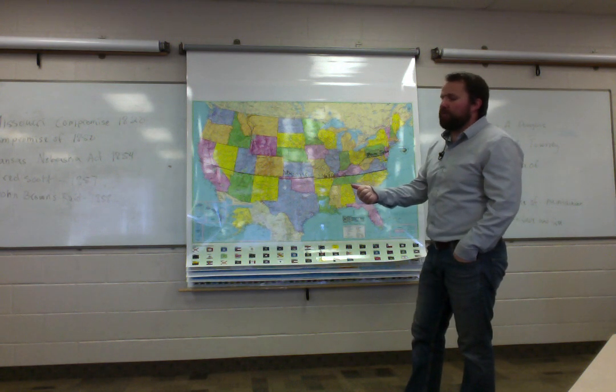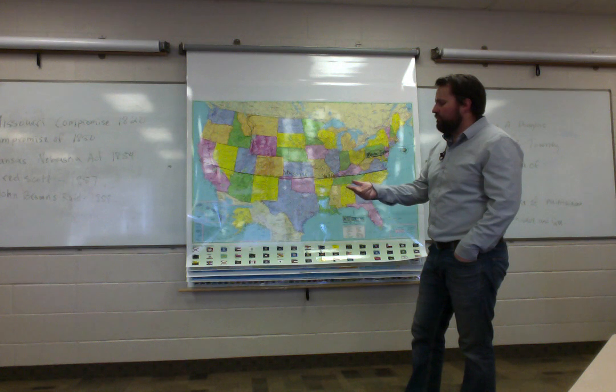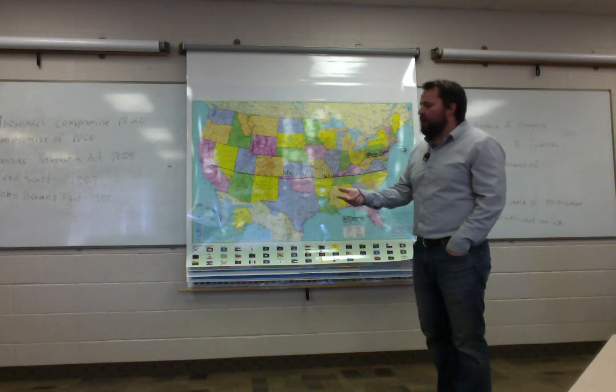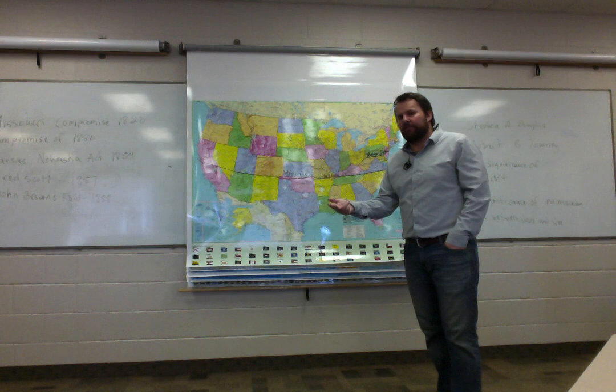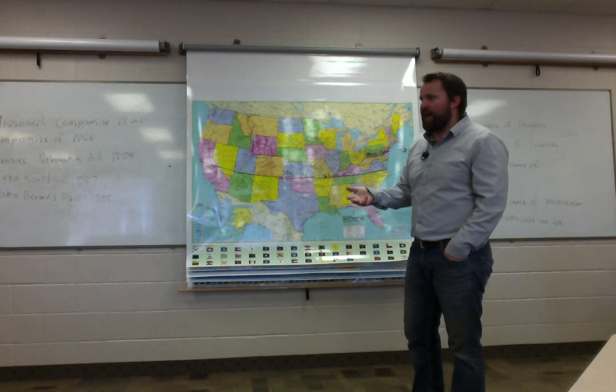So territories would decide whether they would be free or slave. Texas would give up land in return for money. The slave trade was outlawed in the District of Columbia, and it also established the Fugitive Slave Act.